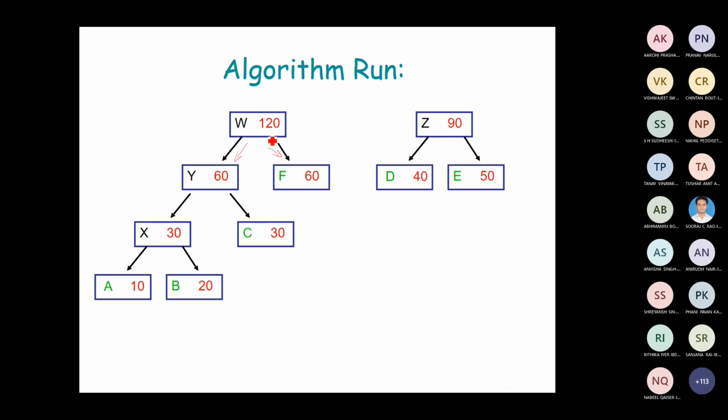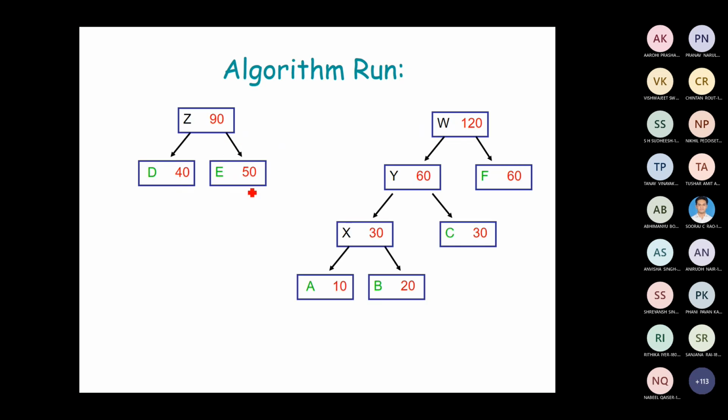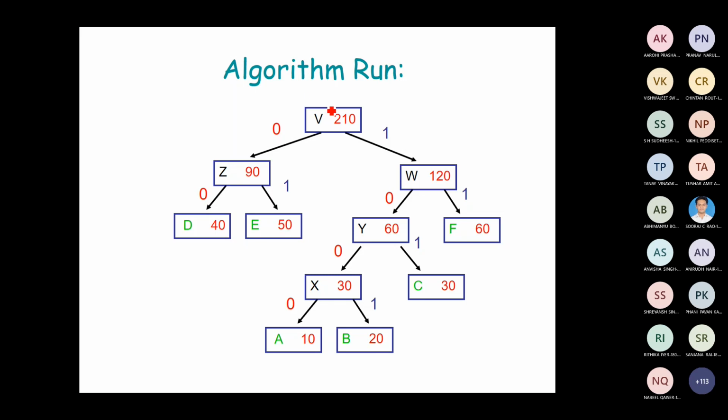Again, if you look at this, the 120 and 90 are not in sequence, so you have to arrange them in ascending order. When I do ascending order for these two, I'll get this sequence: Z will come first and W will come next. Now again you create the parent node for this, and the weight of that is nothing but 90 plus 120. Symbolically I call it V, so the total weight is nothing but 210. So this becomes the Huffman tree here.